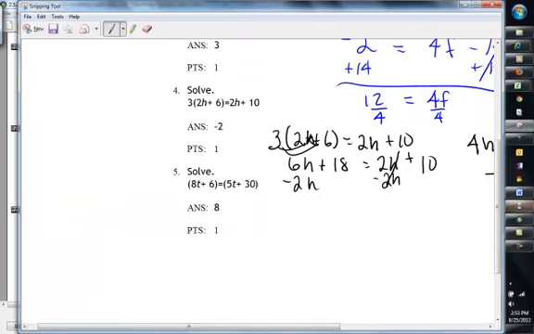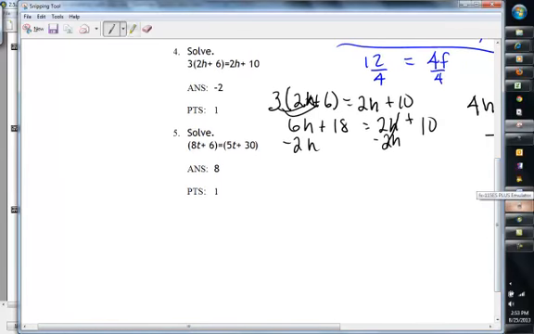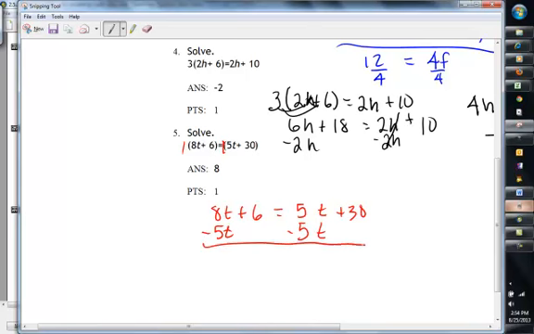Last one. I'm going to change colors one more time. 8t plus 6 equals 5t plus 30. In this case, think about this as being a 1 in front of each of these. Well, when you distribute the 1, you can effectively just remove the parentheses. 5 is smaller than 8, so we're going to subtract 5t from each side, and we get 3t plus 6 equals 30.